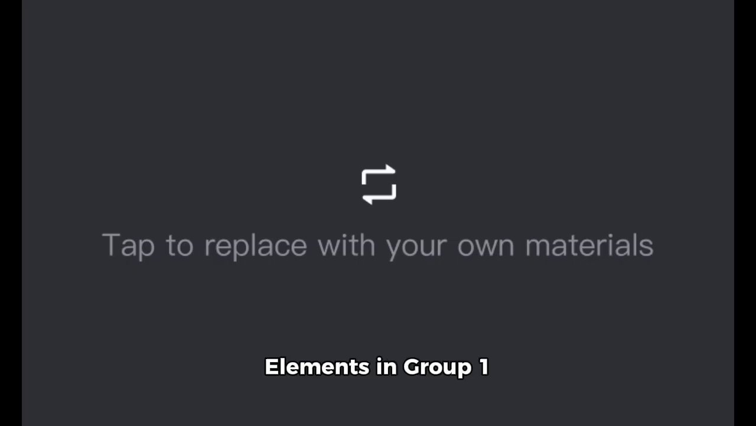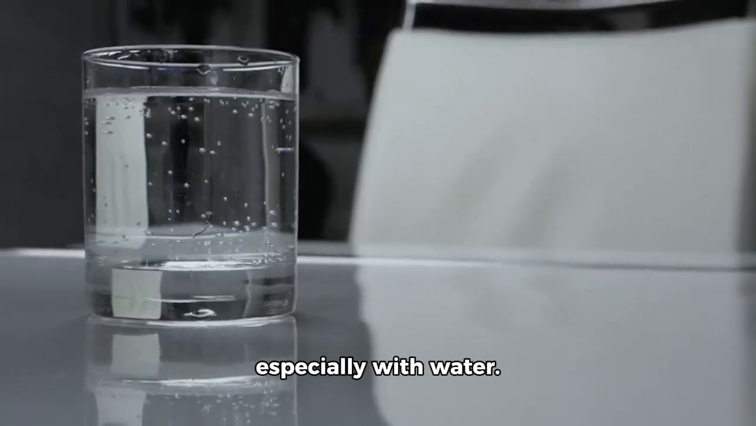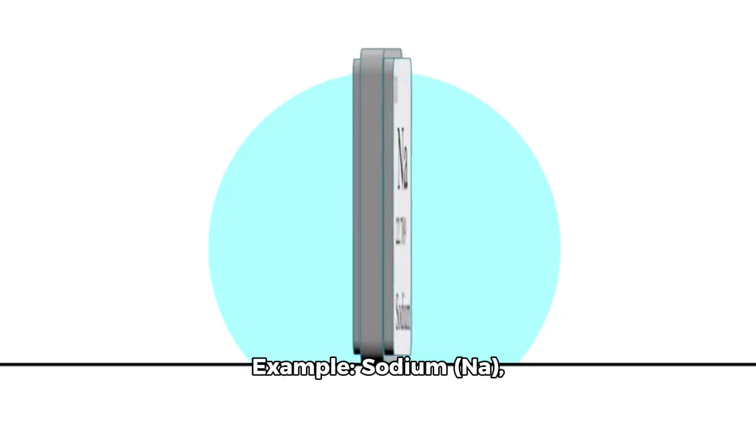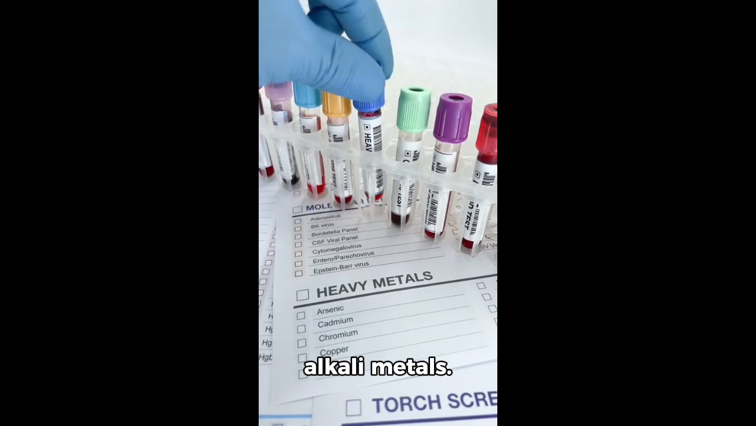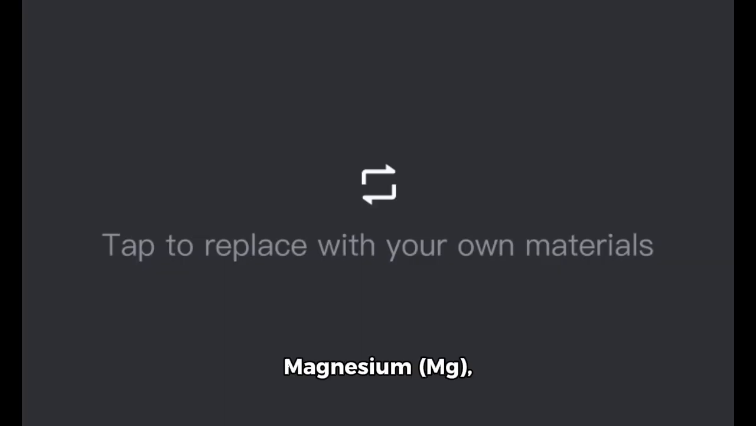Alkali metals: elements in group 1 of the periodic table. Highly reactive, especially with water. Example: sodium Na, potassium K. Alkaline earth metals: elements in group 2 of the periodic table. Less reactive than alkali metals. Example: magnesium Mg, calcium Ca.